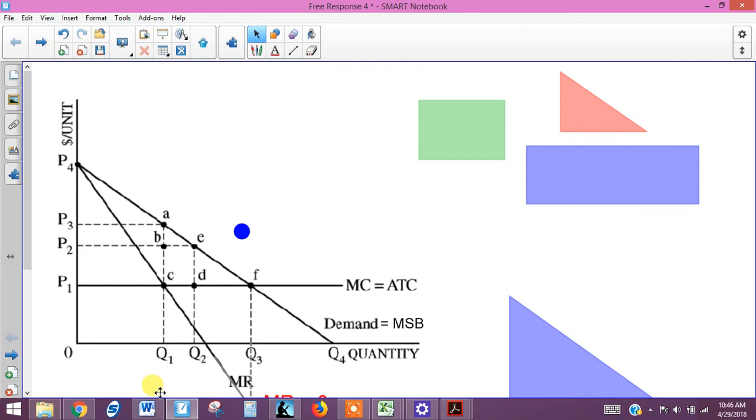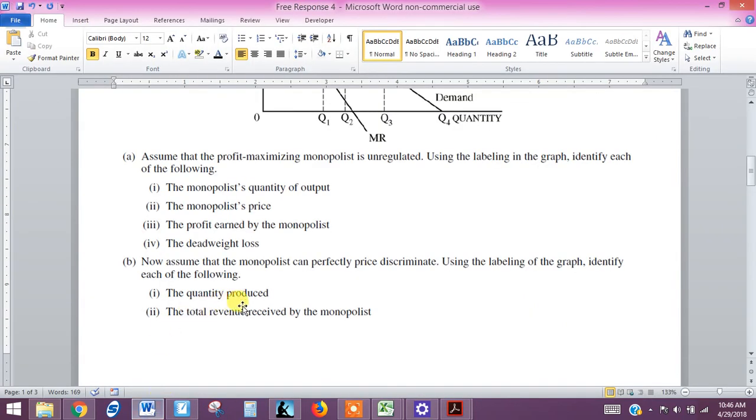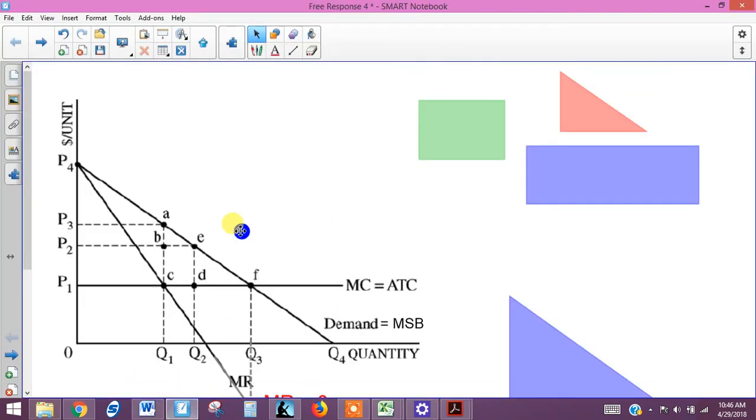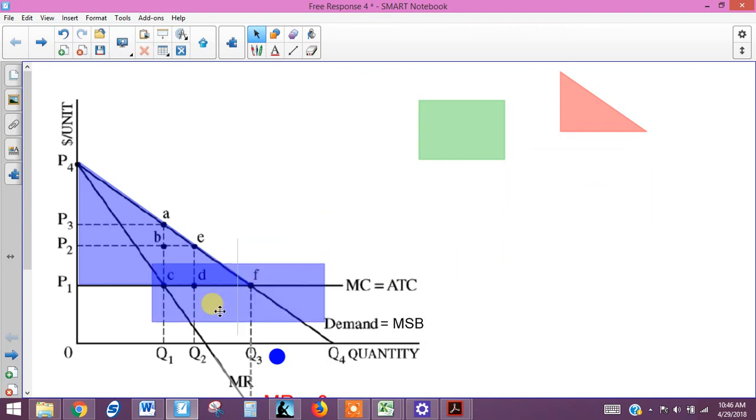The first question asks us, what is the quantity? The quantity that they're going to produce is all the way out to here, where marginal cost equals price. So that's going to be a quantity of Q3. Now, the total revenue is going to be everything here. Since they're saying revenue, we've got to include everything, not just profit, but revenue, right?